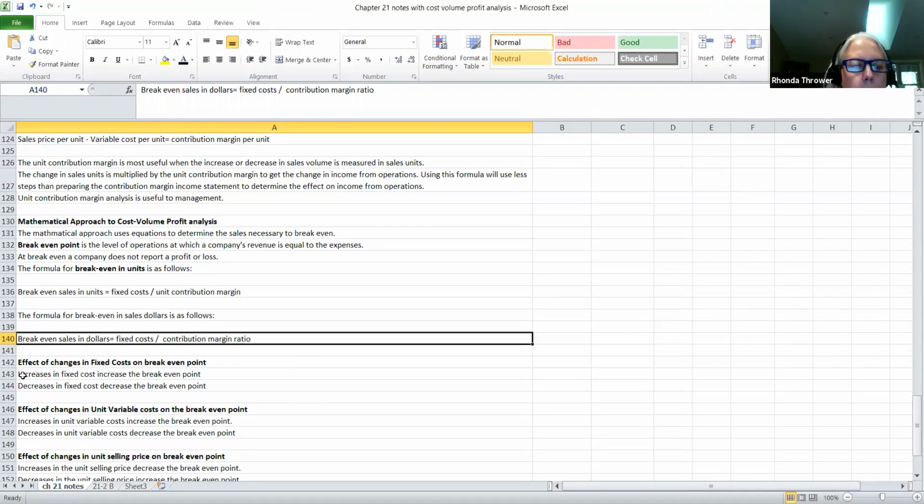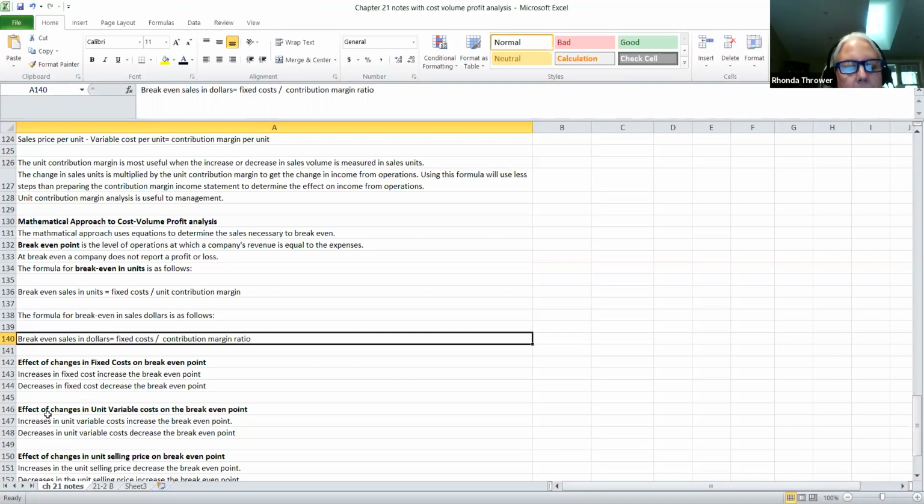And so break even can be analyzed by changing your fixed cost. The effects of changes in fixed cost on the break-even point are this. If you increase your fixed cost, the break-even point will also increase. If you decrease your fixed cost, the break-even point will also decrease. So anytime you increase fixed cost, you can expect that your break-even point is going to increase. If you decrease your fixed cost, your break-even point is going to decrease.